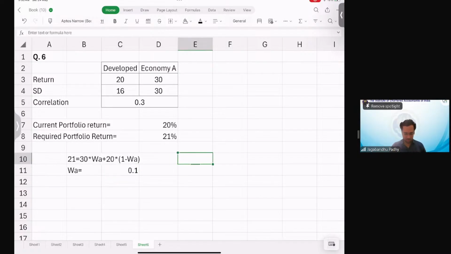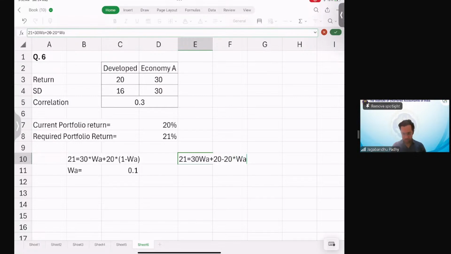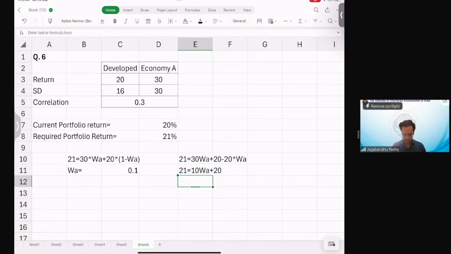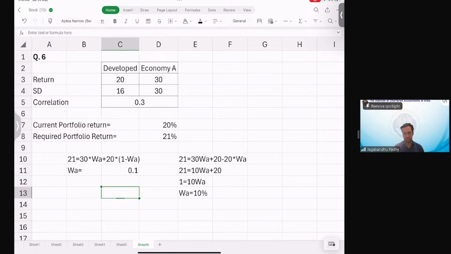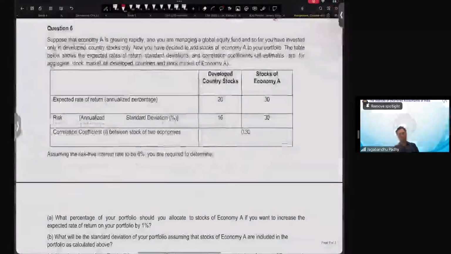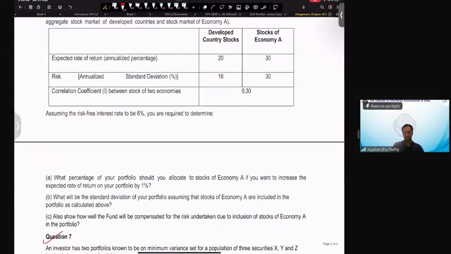Try to solve it, because this should be like 21 is equal to 30 into weight of A plus 20 minus 20 into weight of A. So this should be 21 is equal to 10 weight of A plus 20. 1 is equal to 10 times weight of A, means weight of A is 10%. We got the answer as weightage of A will be 10%.